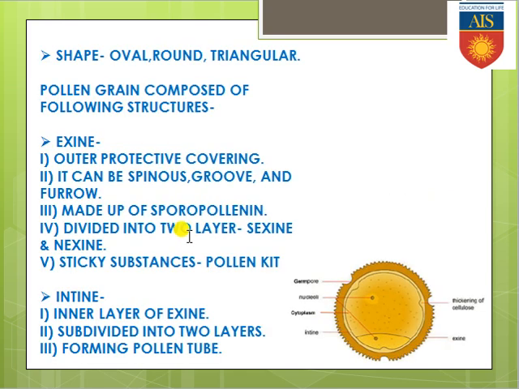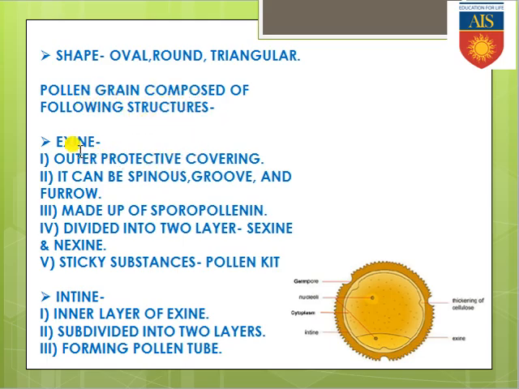First of all, in the case of the microspore, we need to remember their shape. The first thing is that they show an oval, round or triangular shape. Most pollen grains show an oval or round shape. Triangular shape is very rare, but it can be found in some flowers. Keep it in your mind, the pollen grain is commonly composed of the following structures.